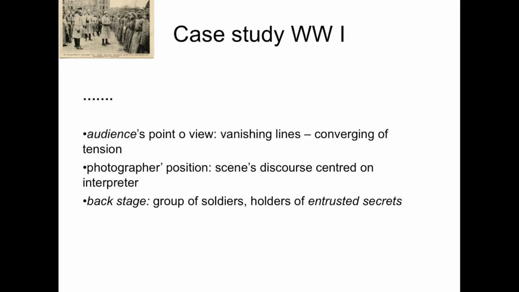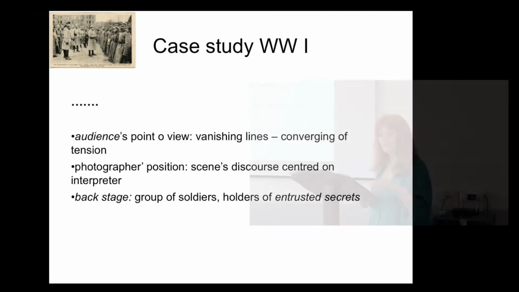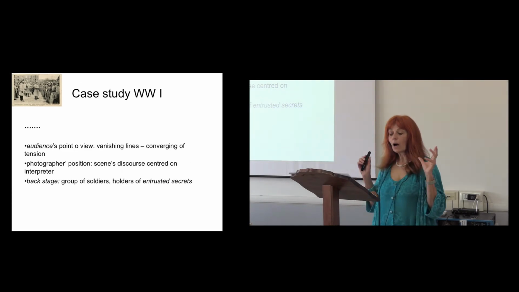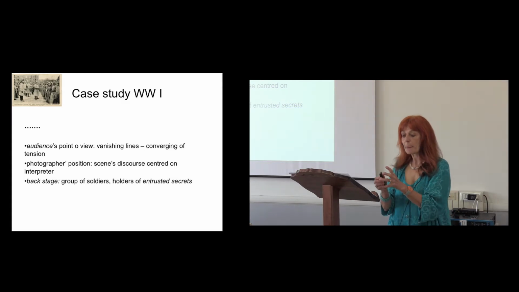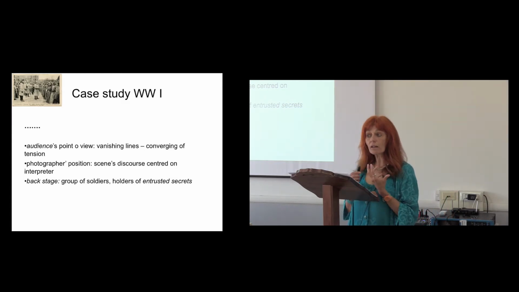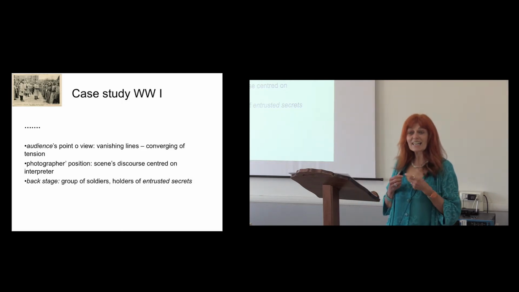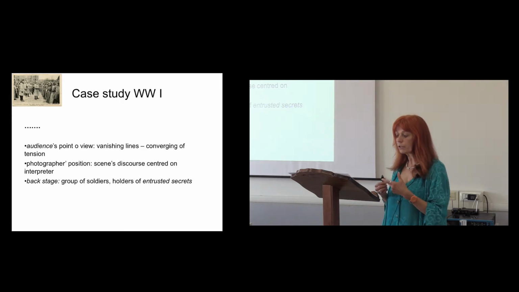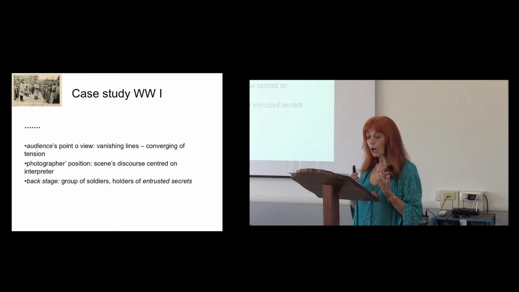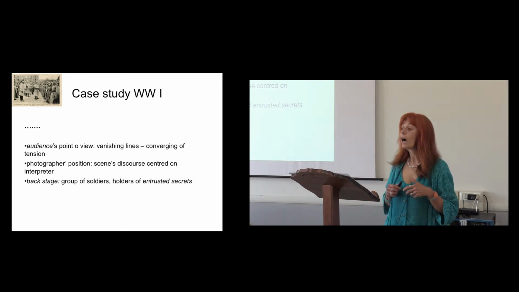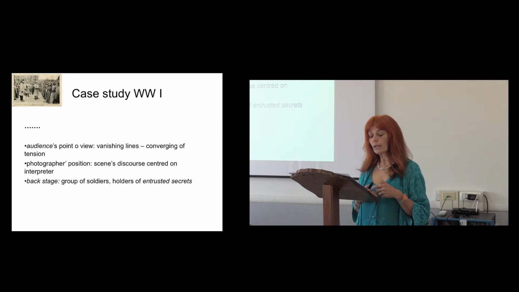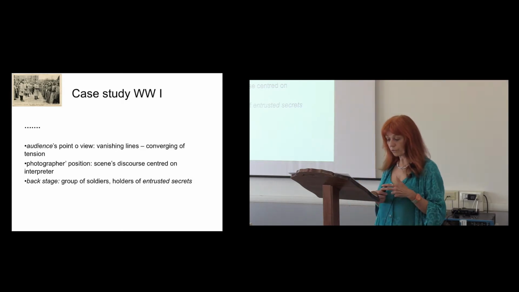So from the audience's point of view, the vanishing lines locate the interpreter at the very key position of the photo, making him the person upon whom all the picture's tensions converge. The photographer thus positions himself in such a way as to focus the entire responsibility for the scene's discourse on this interpreter. The group of soldiers on the left are, in Goffman's terms, backstage. They are not openly participating in the scene, but they are holders of entrusted secrets, which they are obliged to keep because of their relationship with the team to which the secret refers.